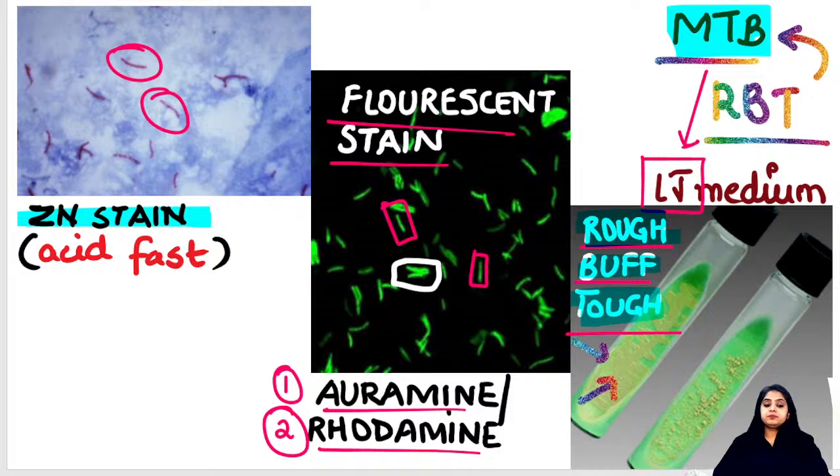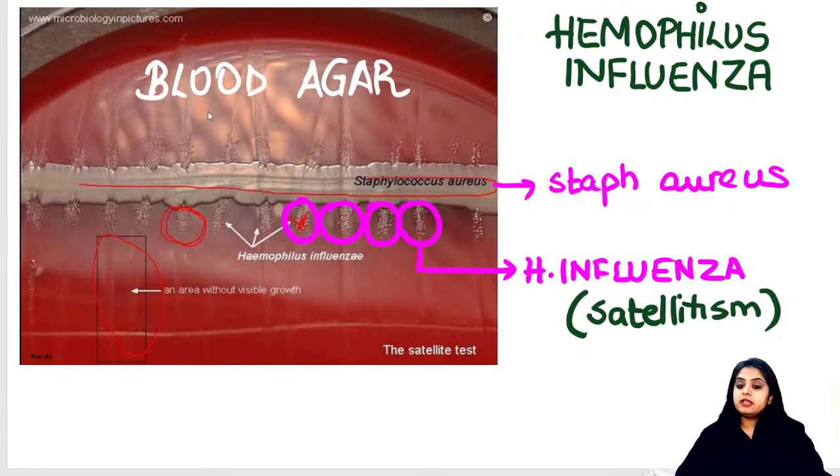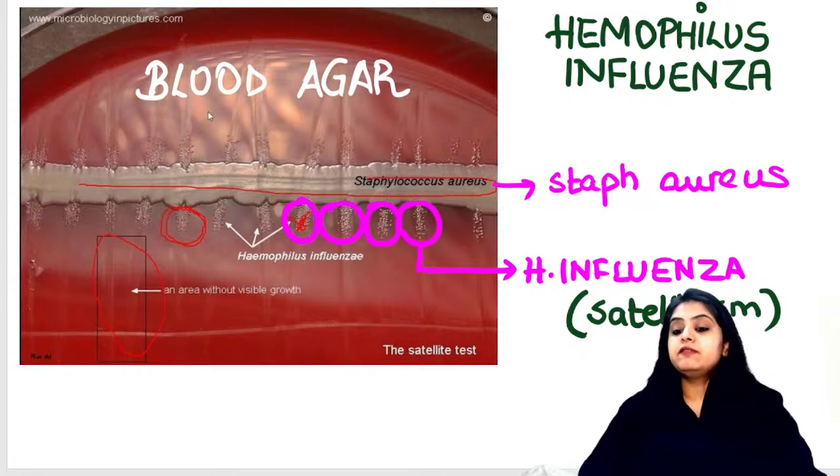Okay, moving on to the next one, which I've labeled beforehand, or I'll ask you one thing. Which organism, that comes to you with influenza, shows you satellitism? Quickly tell me, influenza, satellitism, which organism are we talking about? We are going to be talking about Haemophilus influenzae. Haemophilus influenzae shows you satellitism, very famous.